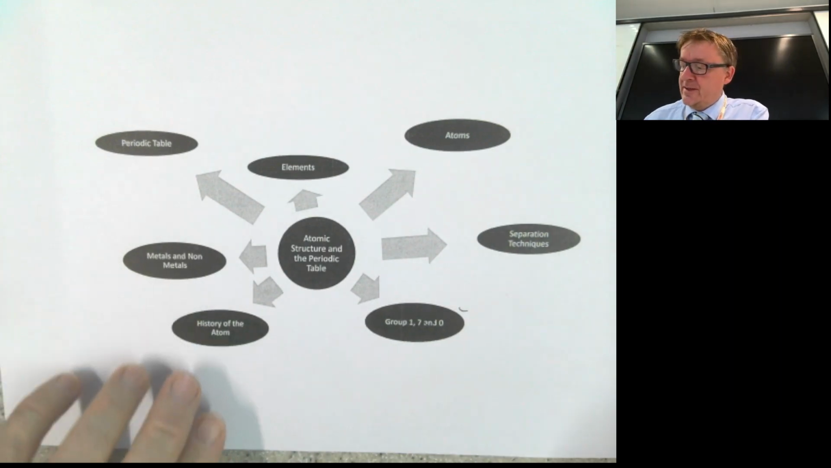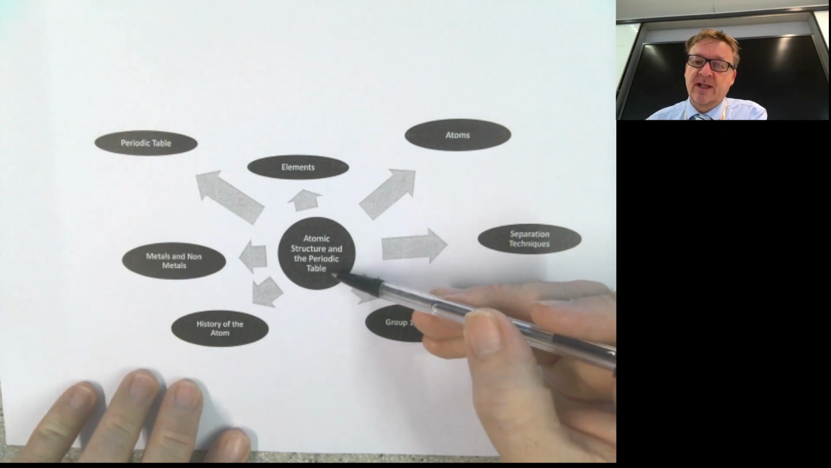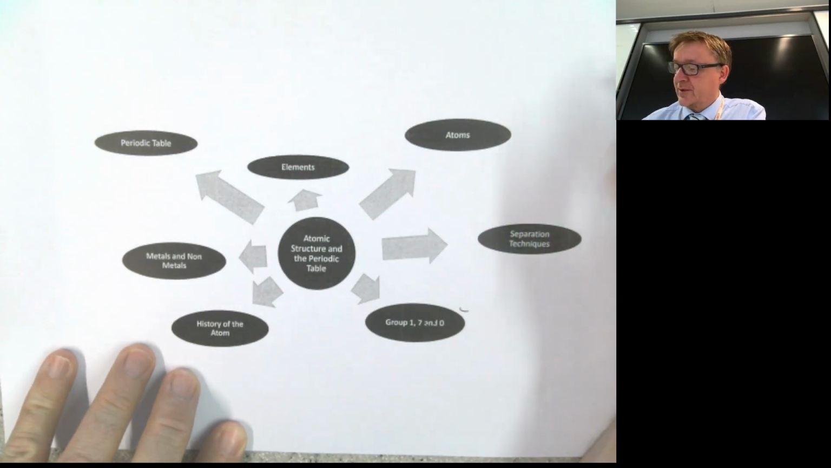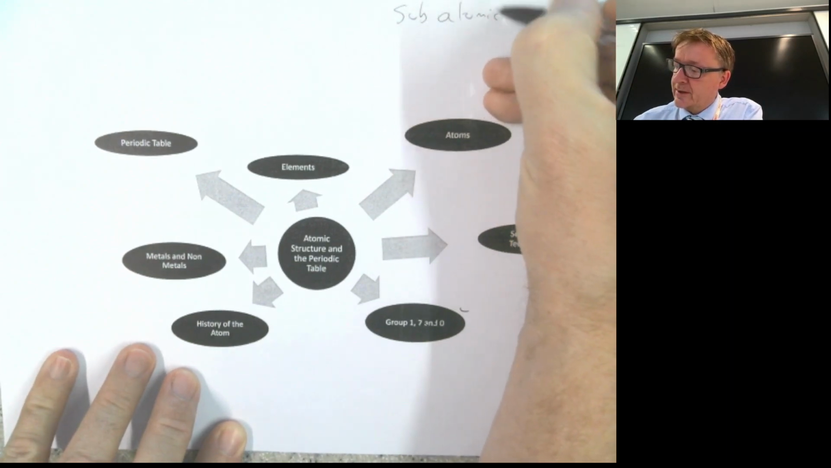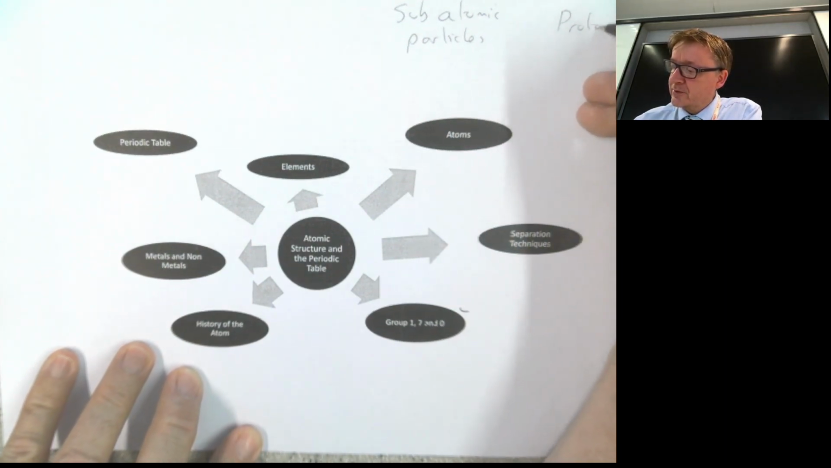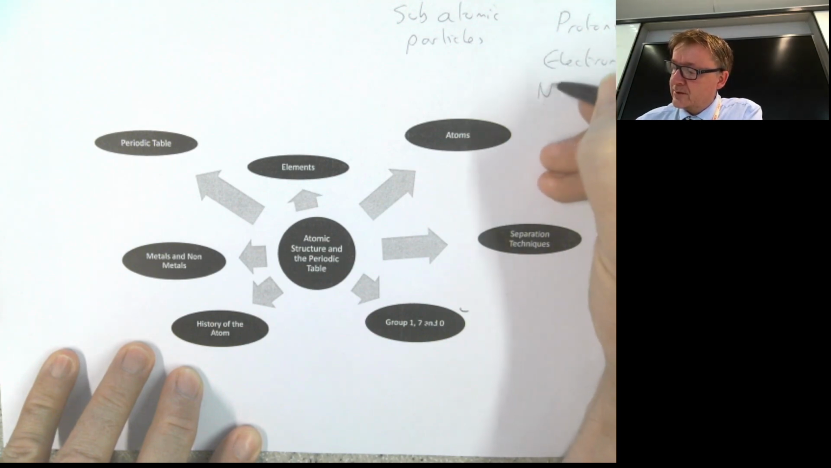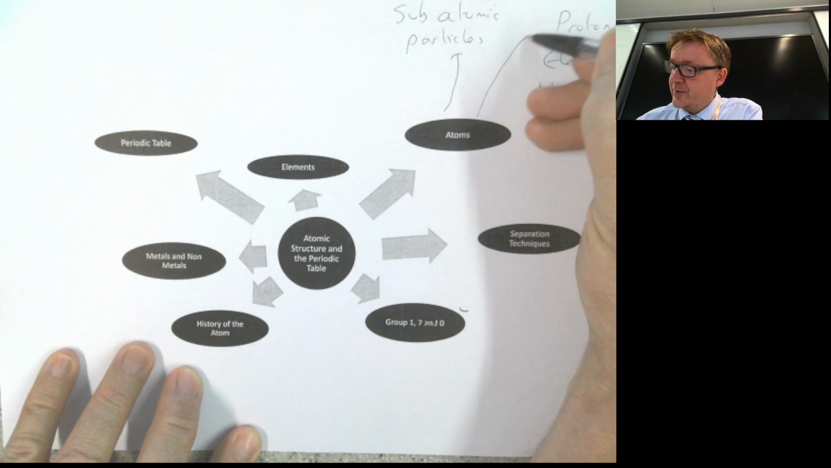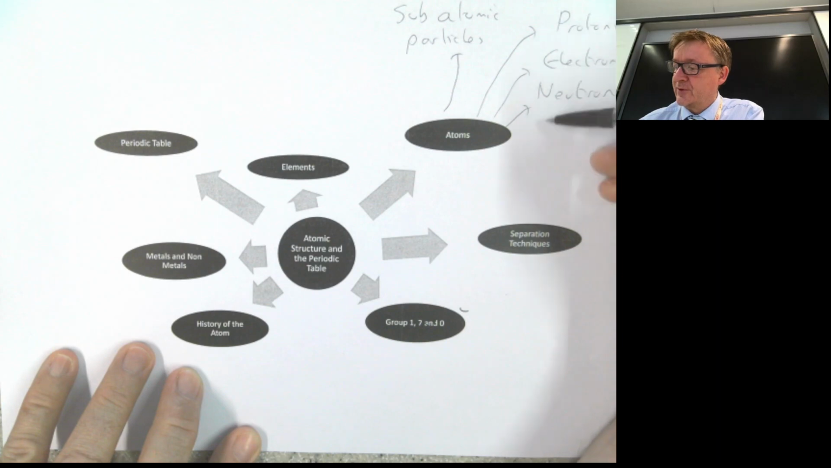Okay, so this is now the mind map to do with atomic structure and the periodic table. And again, what I'm going to do is go through the key things that you need to know about. Firstly, we start off with atoms, right? And the main thing here is we're going to talk about the subatomic particles. They are protons, electrons, and neutrons. Often we talk about PEN: protons, electrons, neutrons.